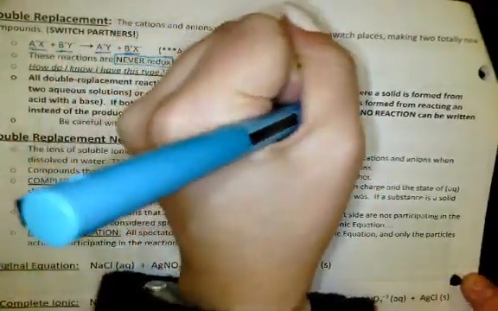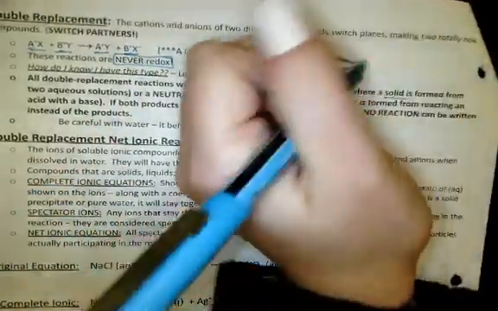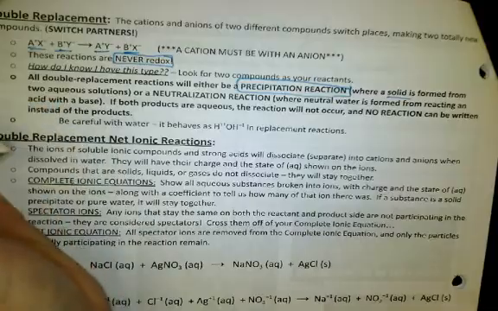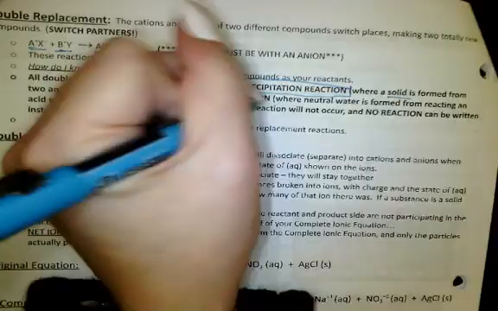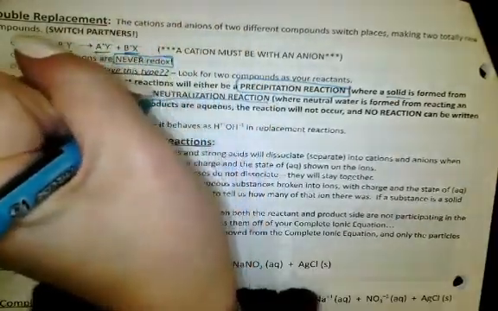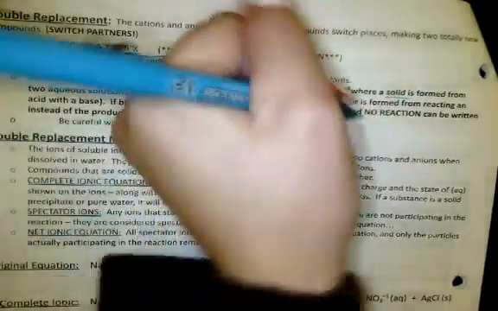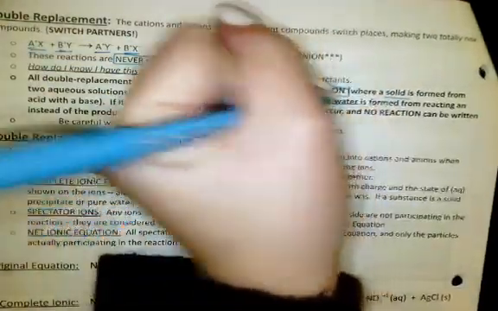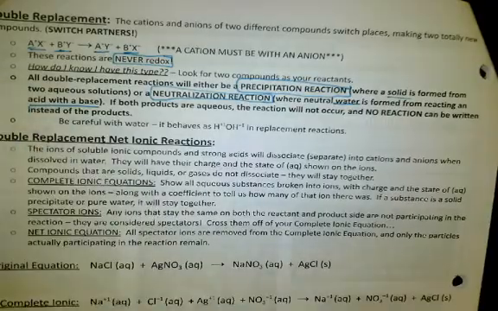Now, all double replacement reactions will either be a precipitation reaction, where a solid is formed from two aqueous solutions, or a neutralization reaction, where water is formed from an acid and a base. So y'all remember when we were doing the formula equations, I said put H2O and I said put an L, because that means that's new water.